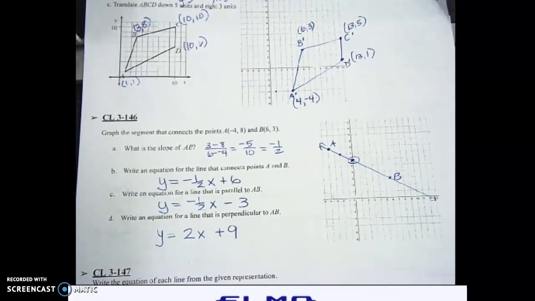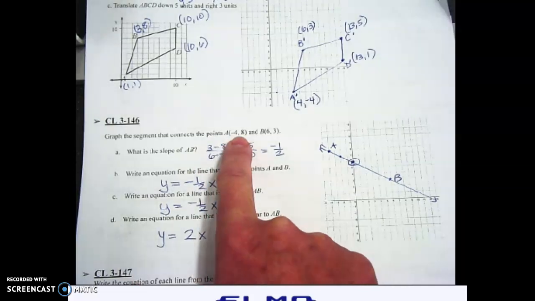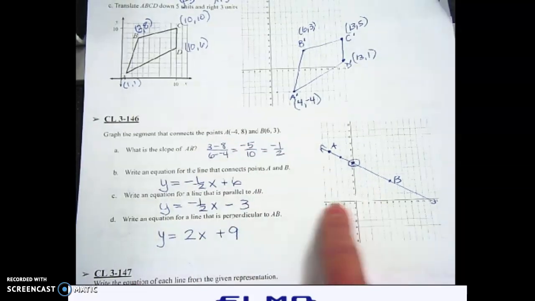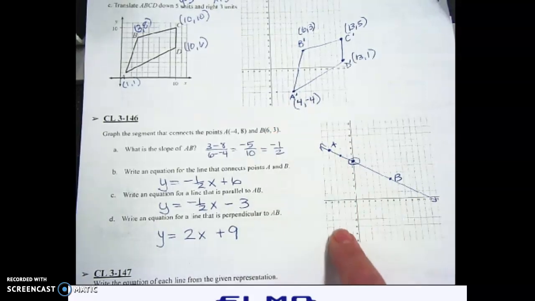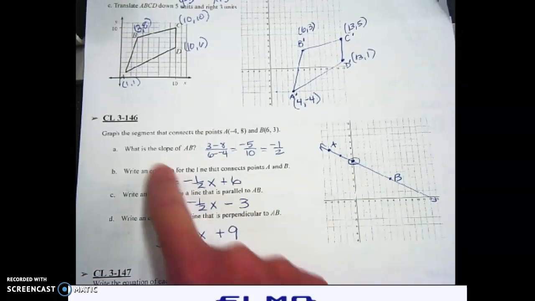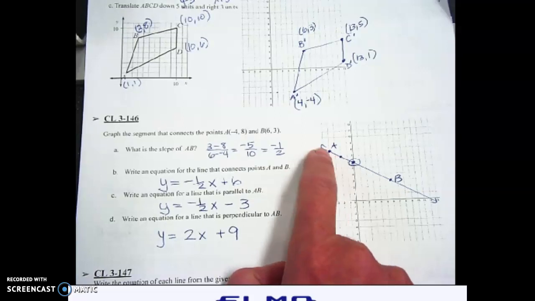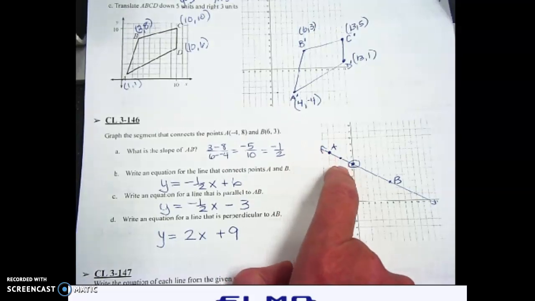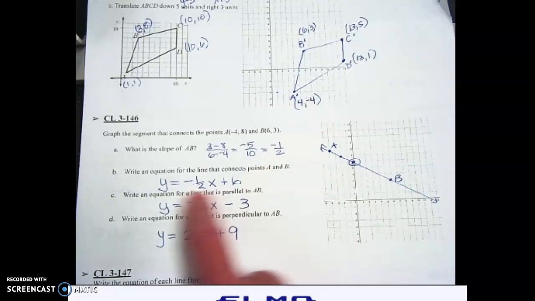Question 46, they want you to graph the segment that connects the point A, which is at -4, 8, so I went 4 to the left, up 8, put a point and called it A. B is at 6, 3, so I went 6 to the right, up 3, drew a point and labeled it B. So I counted the slope. From this point to the next corner was down 1 over 2, down 1 over 2. So the slope is -1/2.